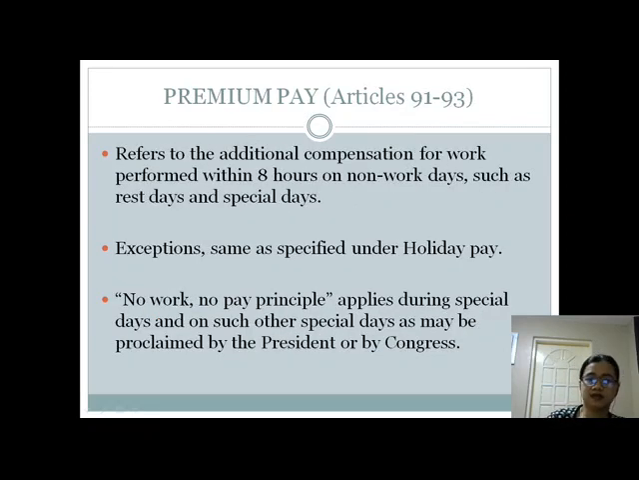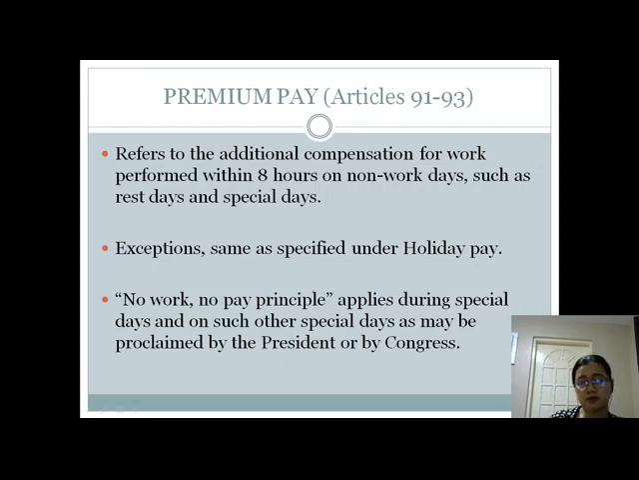Now, the next one is premium pay, no? You can read more on this in Articles 91 to 93 of the Labor Code. So when you say premium pay, this actually refers to the additional compensation for work performed within 8 hours on non-work days such as rest days and special days, no? So again, the workers that are not entitled to receive premium pay are the same as those excluded in the holiday pay provision.